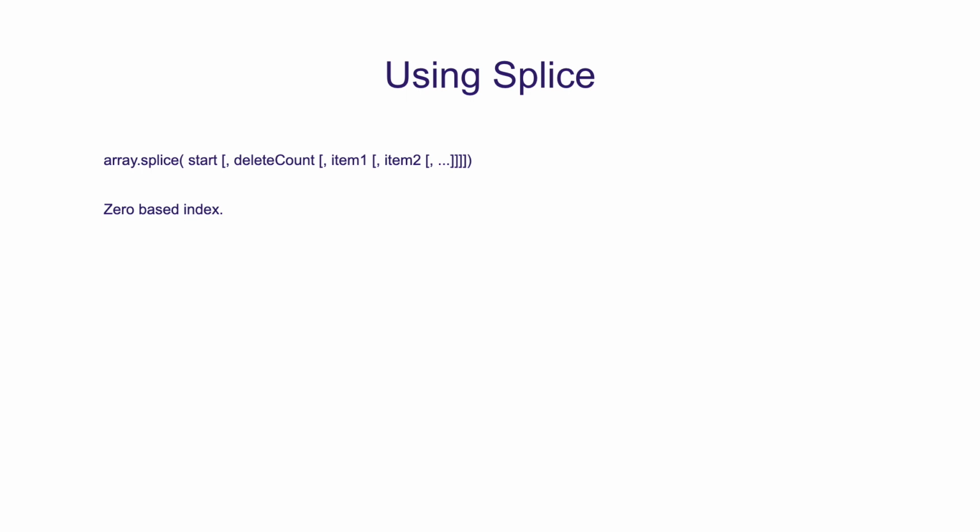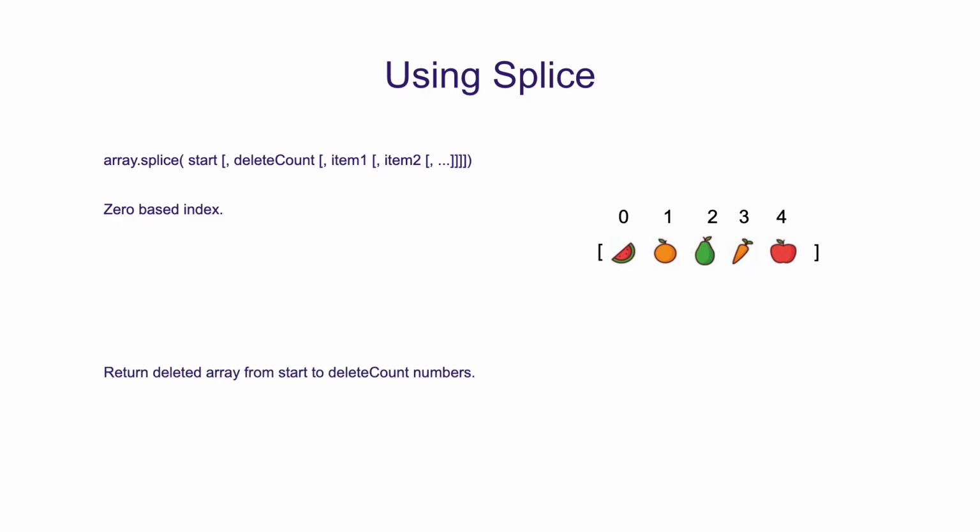Splice also uses zero-based index similar to slice. It returns the deleted array from start to the number of deleted count. And the important thing here is that it updates the original array also. Now we will understand this with the help of a few examples.